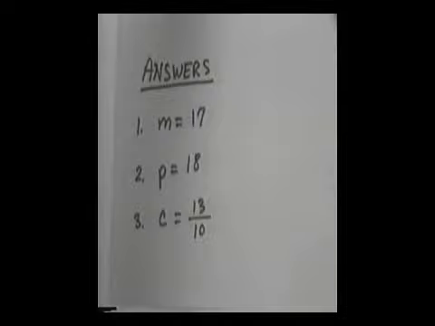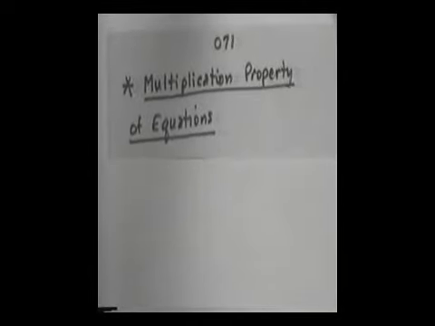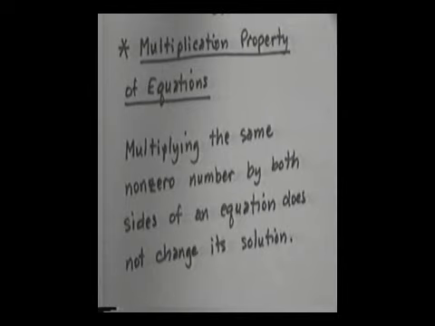Now we're to our third and last objective on this tape. This is the last of the special rules, the multiplication property of equations. This says, multiplying the same non-zero number by both sides of an equation does not change its solution.